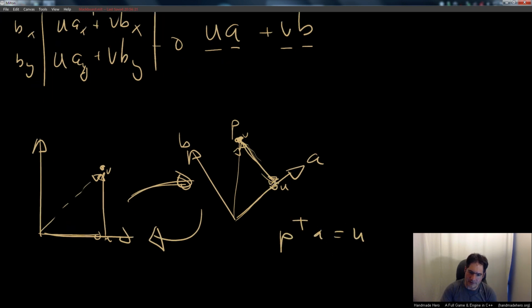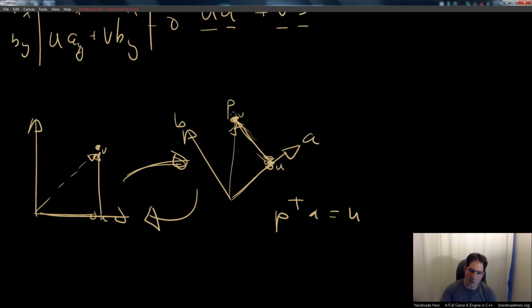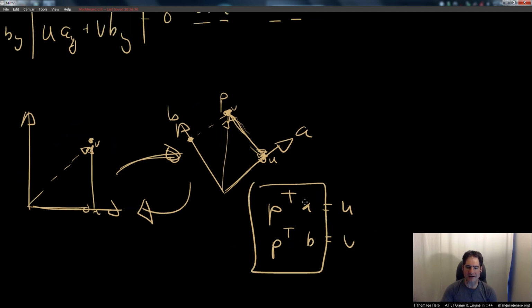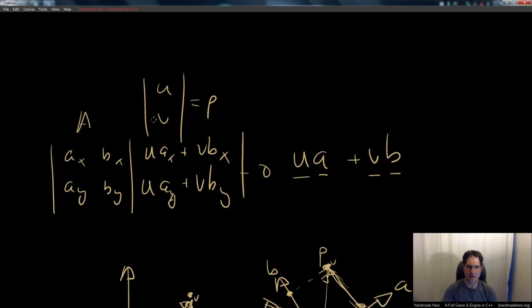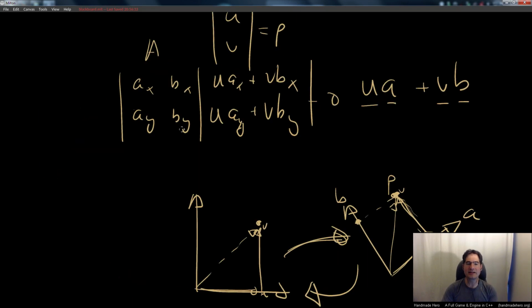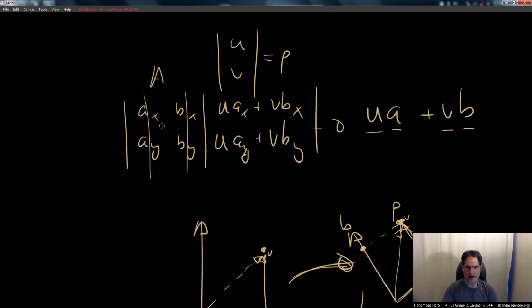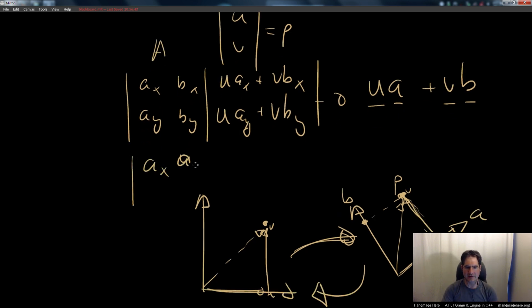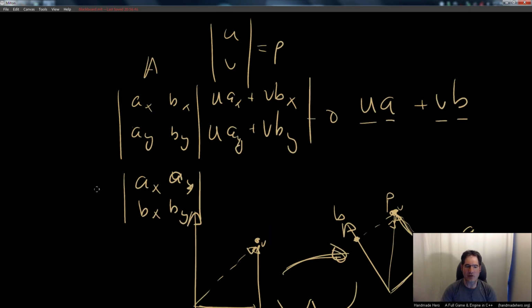I want to drop that perpendicular down to produce the u value. And then I want to dot product it with b for the same reason, to produce that v value. Well, how do I produce a dot product with a and with b? It's exactly what I just said. If these are going in the column order, if I transpose them, so it's ax, ay, bx, by, now they're lined up such that multiplying by the matrix does the dot product. There it is right there.